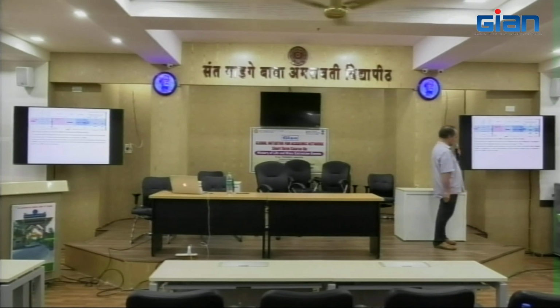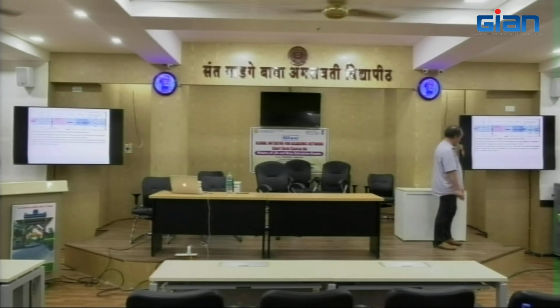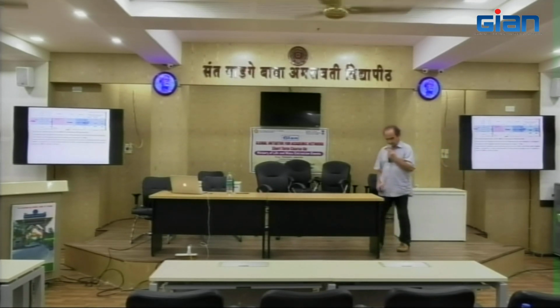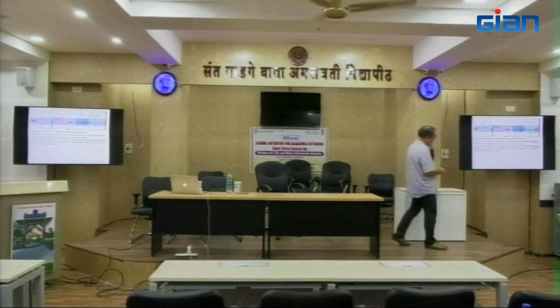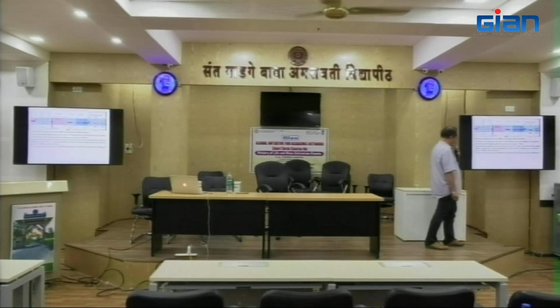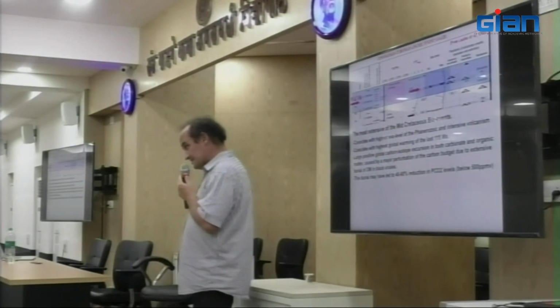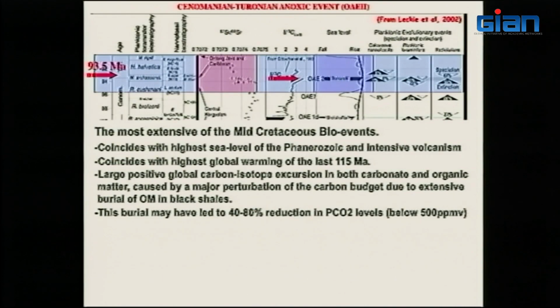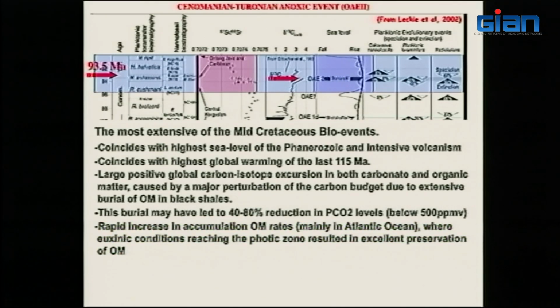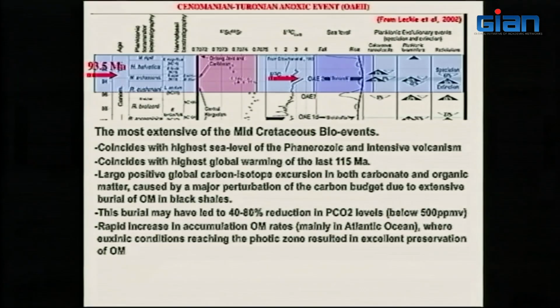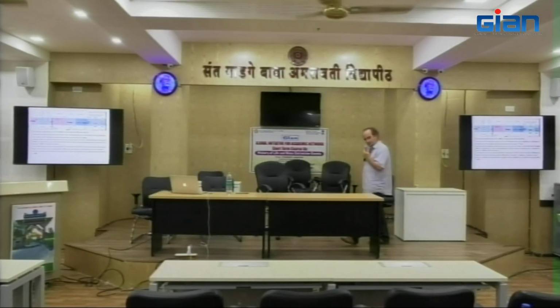So it's really a major perturbation of the carbon budget due to extensive burial of organic matter in black shale, due to this increasing productivity. And this burial afterwards, because you have a sequestration of the organic carbon, which is very important, may have led to a 40–80% reduction of pCO2, and maybe below 500 ppmV. And here, well, 500 is very close, but we know actually what the content of CO2 in the atmosphere is now.